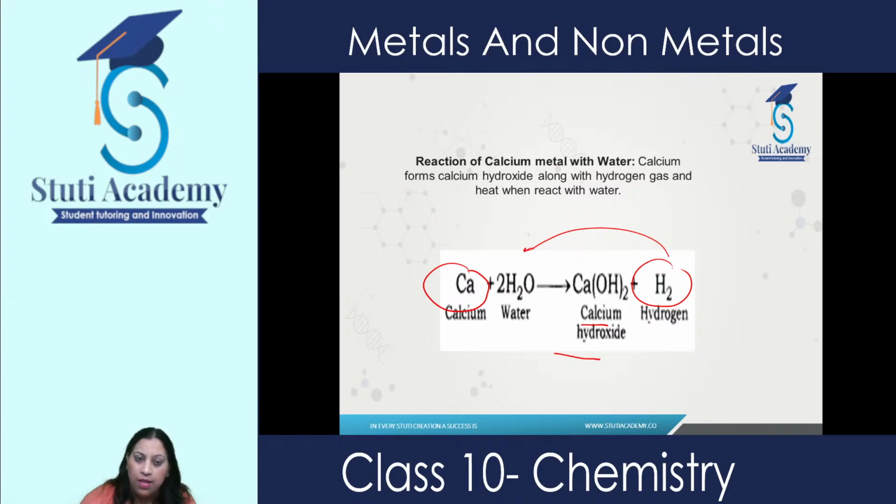As you can see here, when calcium reacts with water, it results in the formation of calcium hydroxide and hydrogen gas is liberated. As you know, we have done the test of hydrogen gas in the previous chapter also. Wherever there is an evolution of hydrogen gas, bubbles are produced. So when hydrogen gas is liberated, bubbles are produced and these bubbles stick to the calcium. This is what happens when calcium reacts with water and it starts floating.